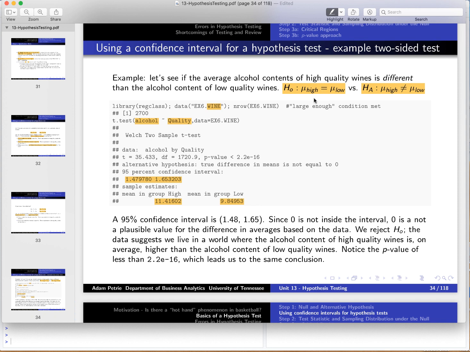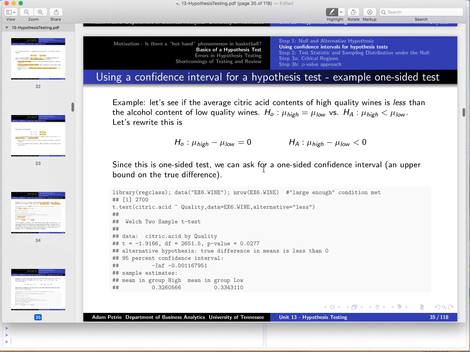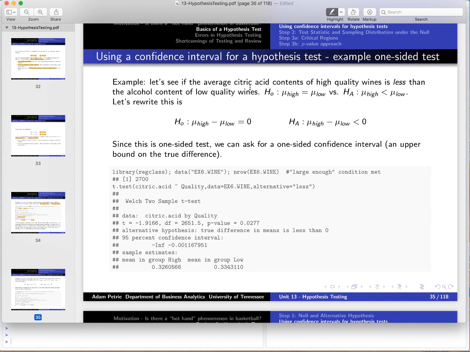We've rejected the null hypothesis, and our data is favoring the claim made in the alternative, that there is a difference in averages between these two different groups. Well, what if we have a slightly different question? Let's imagine we were interested in comparing the citric acid contents of high quality versus low quality wines. And the specific question that we had was, is the average citric acid content for high quality wines lower than the average citric acid content for lower quality wines?